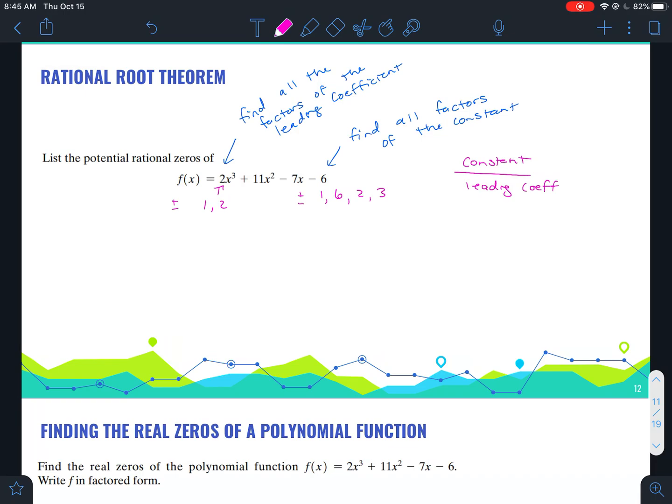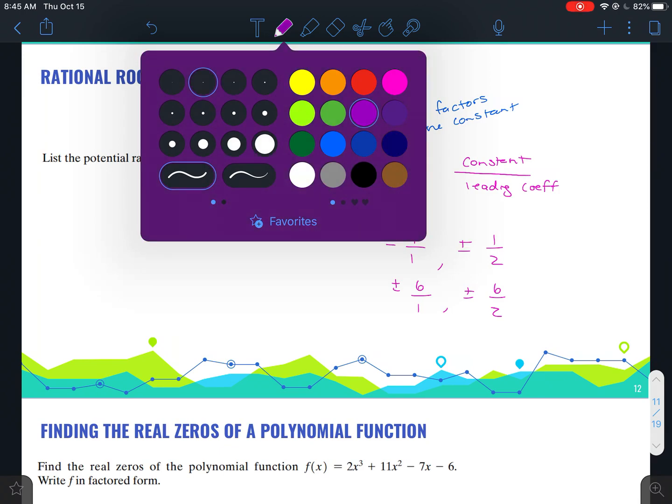You're going to take all the factors of the constant. So let's start with 1. So I would have plus or minus 1 over each of these. So plus or minus 1 over 1 and plus or minus 1 over 2. Now let's look at 6. So it would be plus or minus 6 over 1 and plus or minus 6 over 2. So again, I'm putting all of the factors of the constant over all of the factors of the leading coefficient.